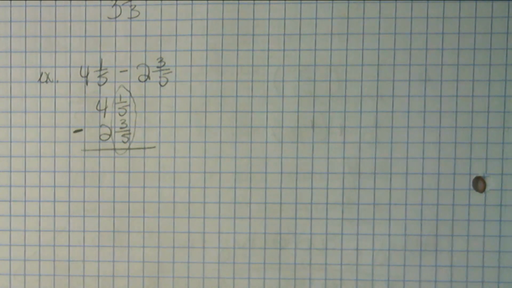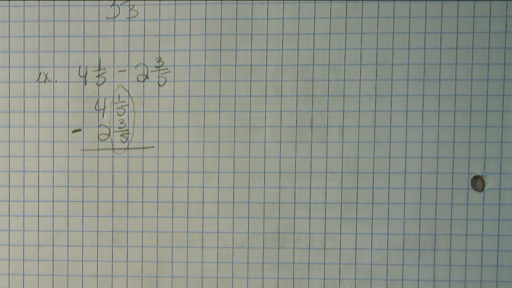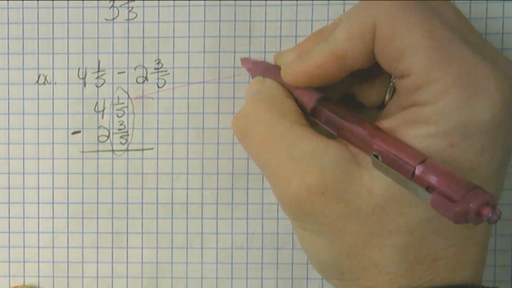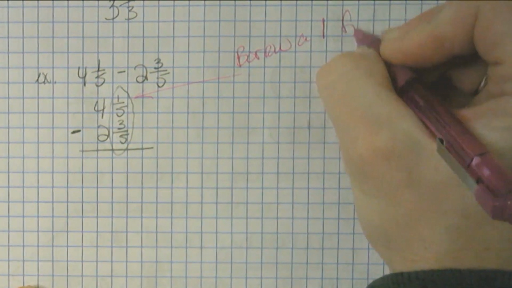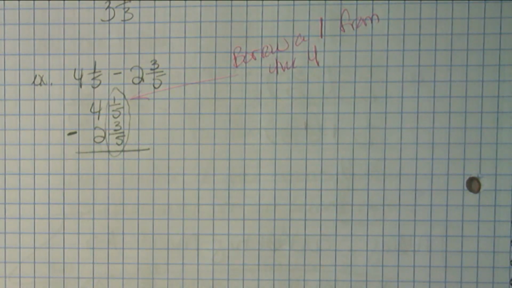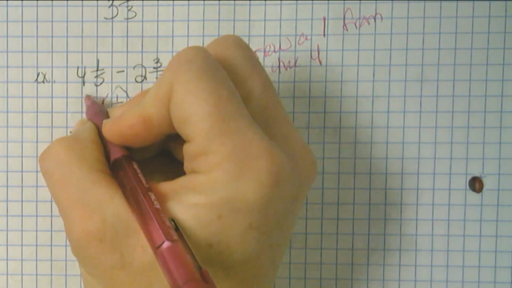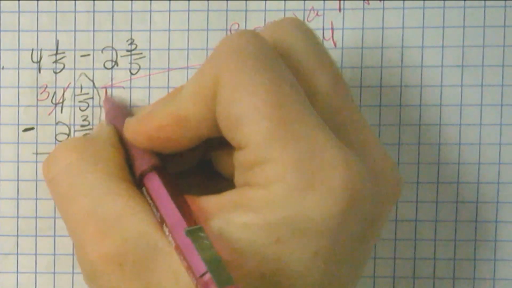So what do you think I need to do here to be able to do this subtraction? You need to borrow. That is correct. What we need to do is borrow a 1 from the 4. How many of you guys saw that you needed to do that? Awesome. So this is what I want to see. You're going to take that 4, you're going to make it a 3. You're going to add to your 1/5.